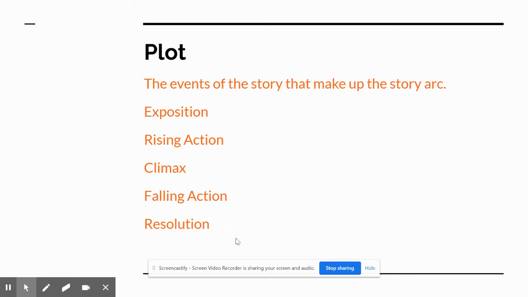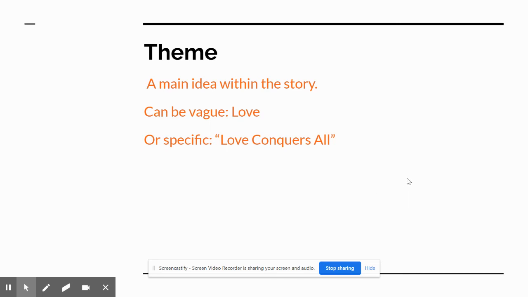And then the last element is theme, and theme is really tricky for people, but a theme is a main idea within the story. It's something that the author wants you to come away with that's meaningful. It can be vague, like the theme of a story could be love or death or honor or courage. It could be a big idea that you're just exploring. Or it could be very specific, like you're supposed to get from the story the message that love conquers all. So a theme can be very specific or it can be very vague.